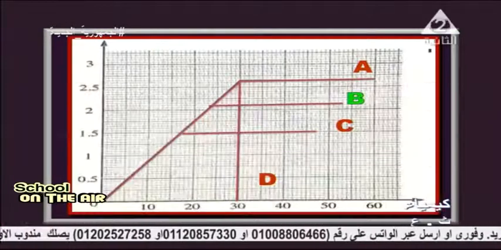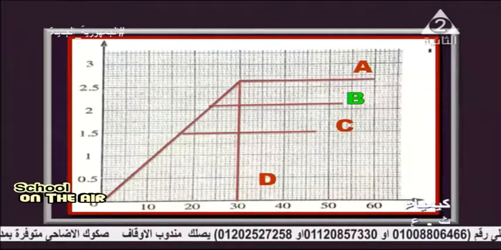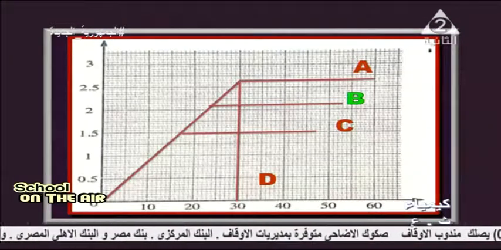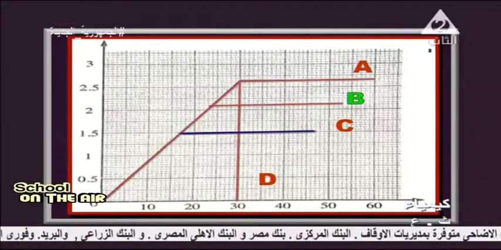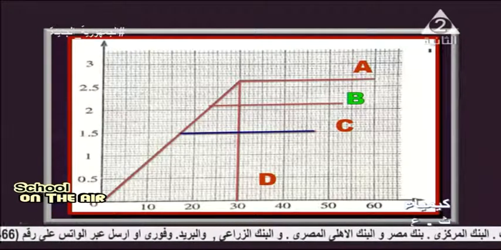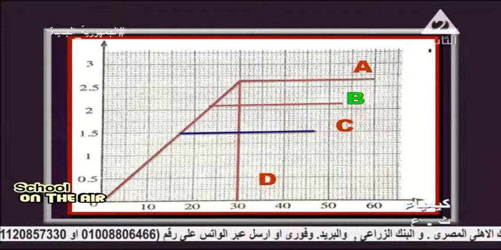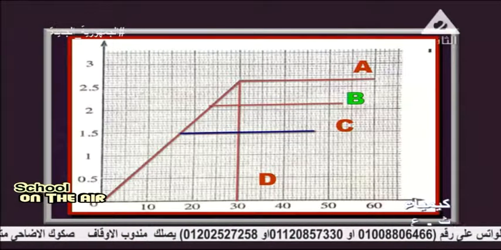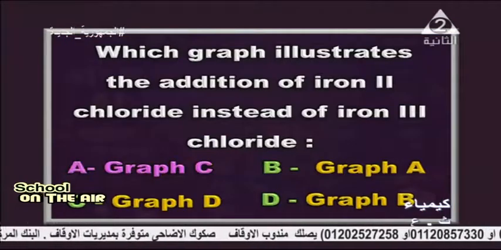If you look at the graphs, we know that the mass of precipitate of iron 3 hydroxide is greater than iron 2 hydroxide. So the precipitate here must be of lower concentration and lower mass, so we can get graph C.